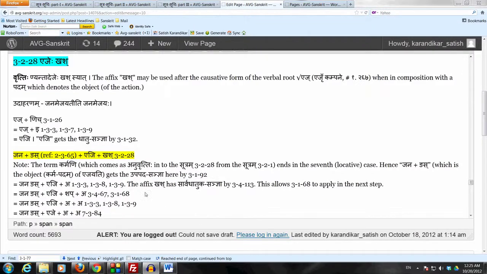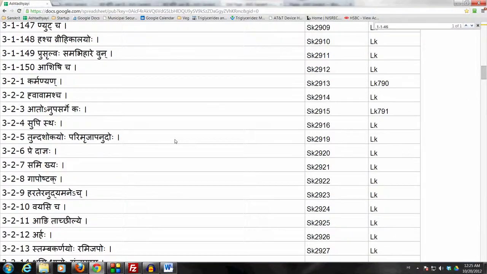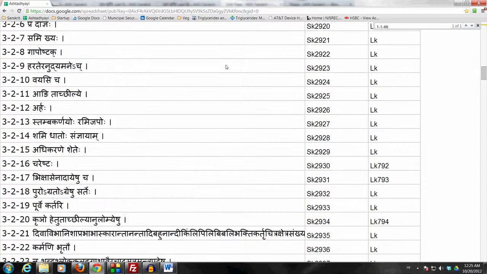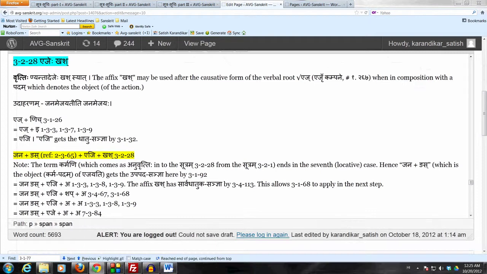Now let us look at a new affix, the affix khash. The sutram here is 3228 Ajh khash. And the vritti of the sutram says nyanta dejehe khash syat. And the anuvritti of karmani is coming down from 3 to 1, karmanyan. So the meaning becomes: the affix khash may be used after a causative form of the verbal root aja.